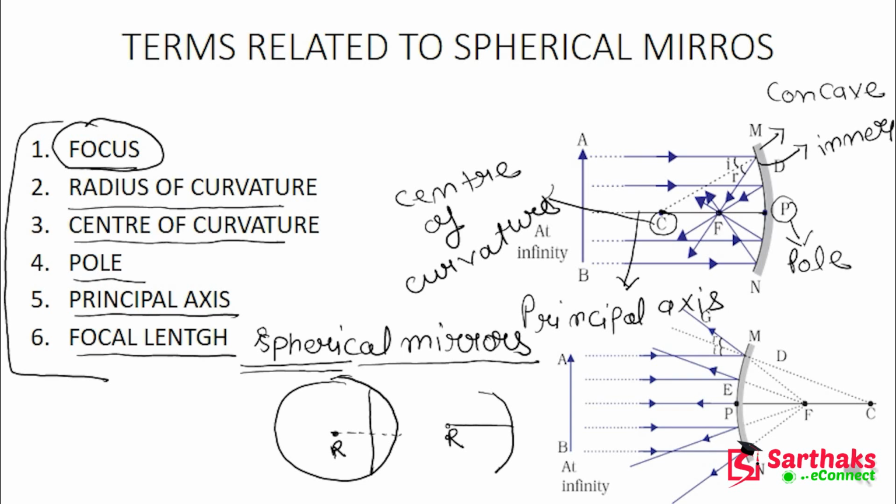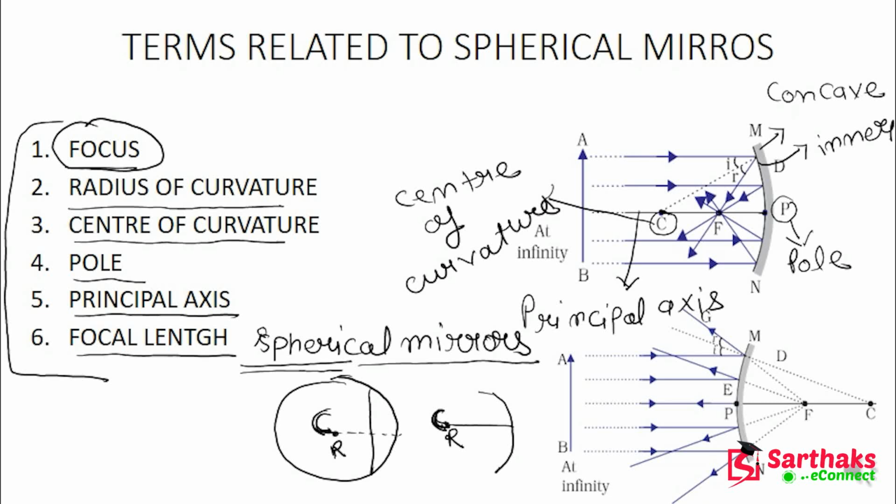Now let me tell you what is the center of curvature. All spheres have a center. That's why our spherical mirror will also have a center, and that is point C. I hope you got my point. What is the meaning of C? This is the center of the sphere. And the radius is the line connecting the center to the perimeter of the spherical mirror. So this is our radius, this is our point C.